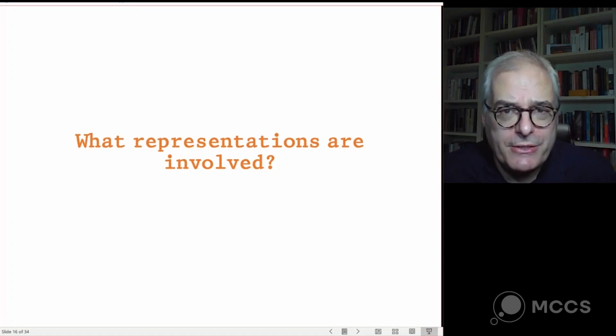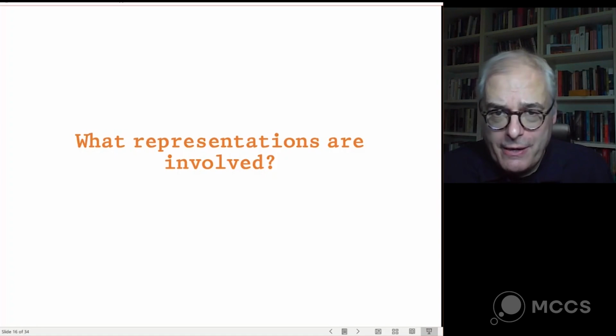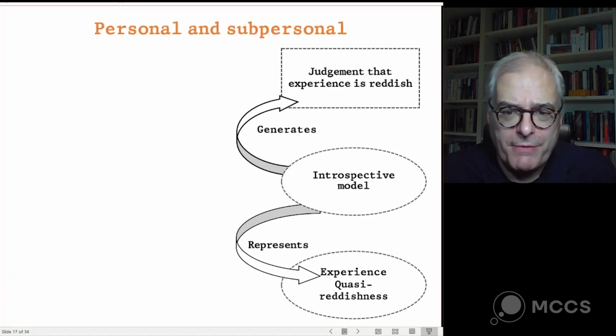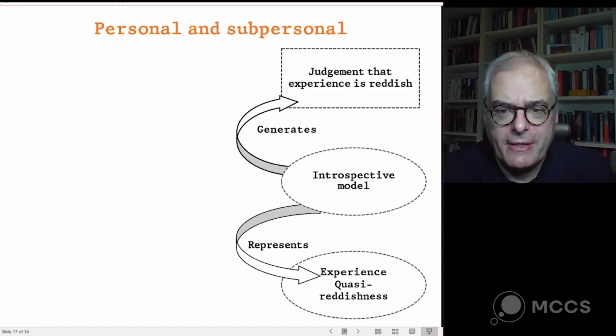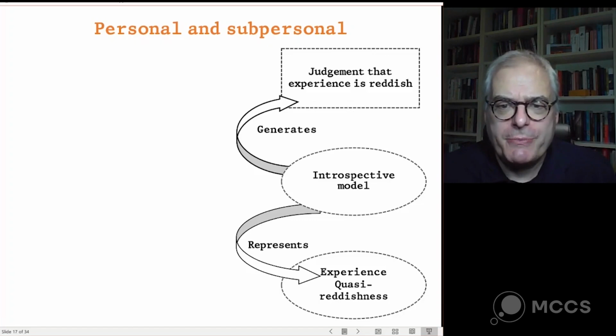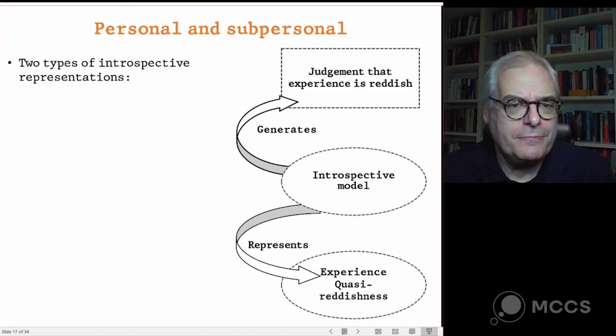I'm talking about introspection as representing features of experience, modelling experience. Well, what sort of representations are involved here? Let's simplify it a little bit. So there at the bottom, we have the experience with the properties that are actually being tracked, the real properties that are being tracked, the quasi-reddishness, as I've called them. We have the introspective model, which represents these features of experience. And then we have the judgment at the top, the judgment that the introspective model generates, the judgment that the experience is reddish, has the property of mental redness. So that's a schematic version of the picture we've been looking at.